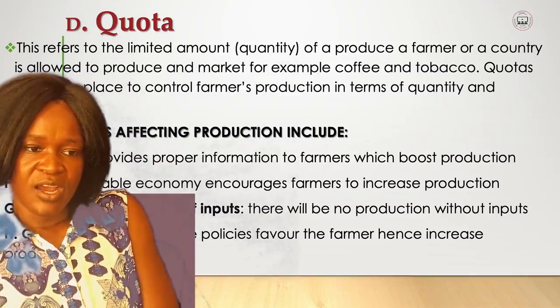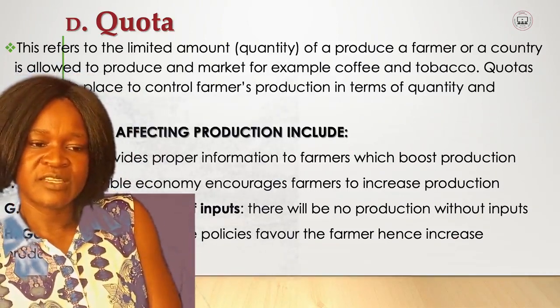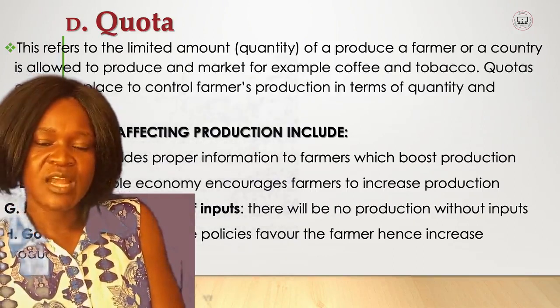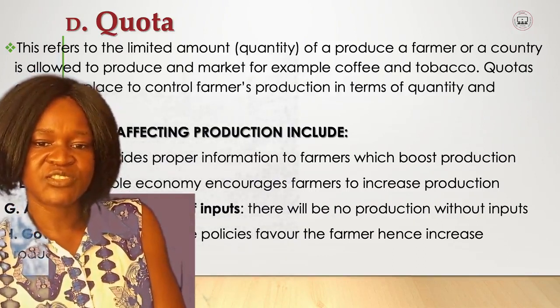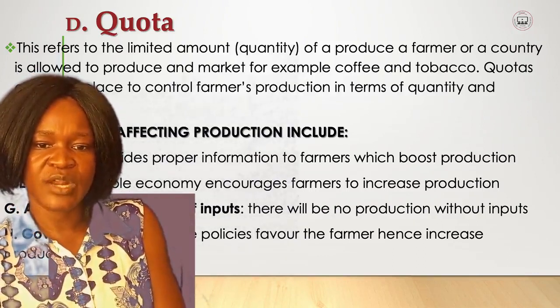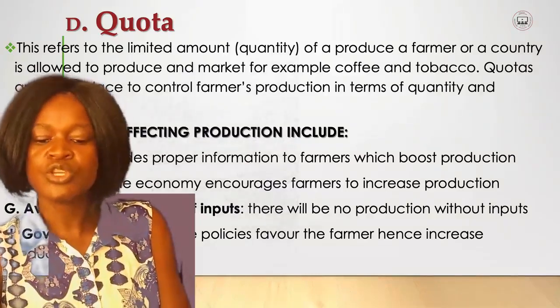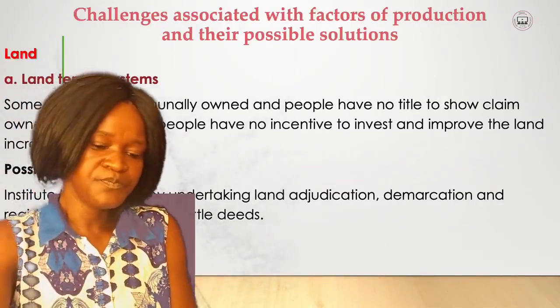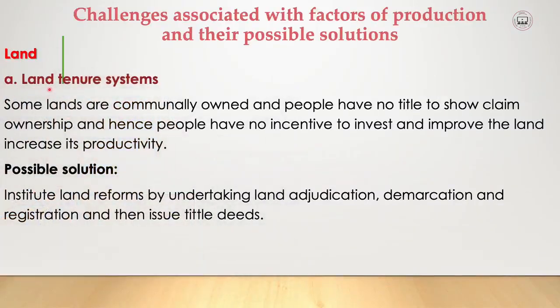So, having done the other factors of production, let us now look at the challenges associated with factors of production and their possible solutions. Land, remember, is one of the main factors of production, but there are challenges associated with this factor of production, land. One of the challenges under land is the land tenure system.